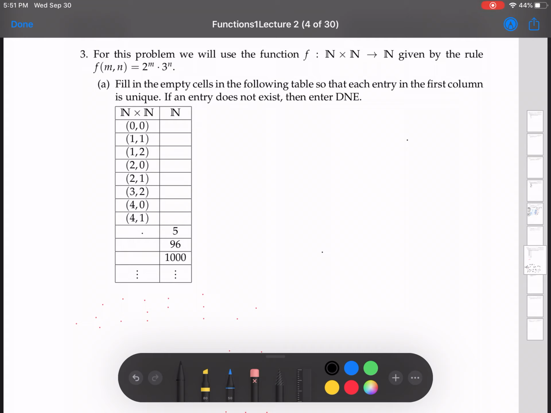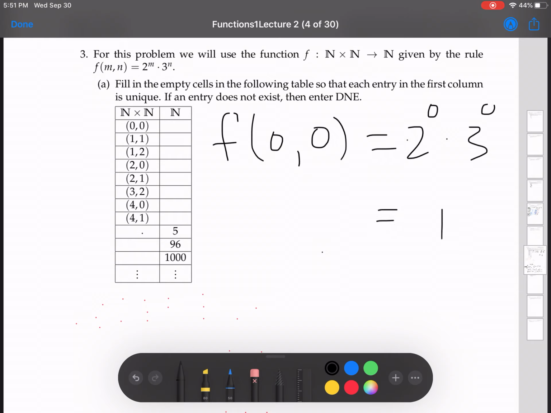Okay, so we want to fill out this table. All right, so the function does this. F of (m, n) equals 2 to the m times 3 to the n. Okay, put in 0, 0, you get 1. Then 1, 1: you get 2 times 3, that's 6.